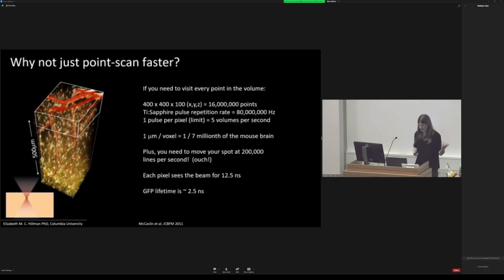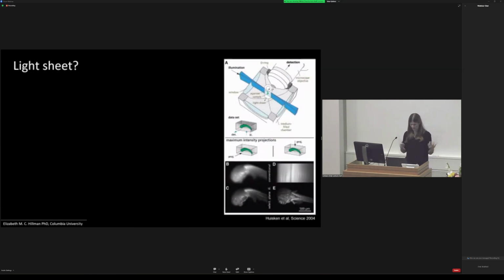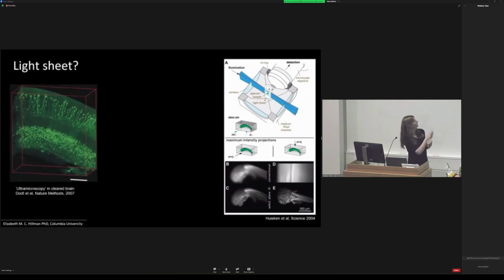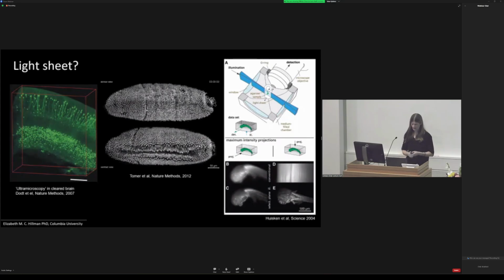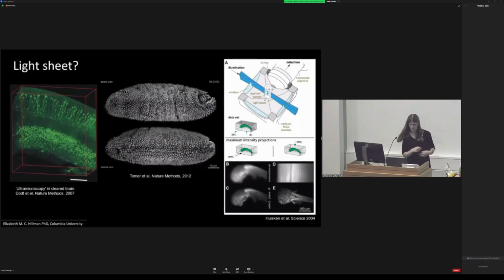So this technology, light sheet microscopy, sort of popped up on my radar. There was a seminal paper in 2004 that showed that it could be done to image zebrafish. It was early used for imaging cleared tissues here. And then some of the really exciting work here, this was looking at Drosophila embryogenesis, right?